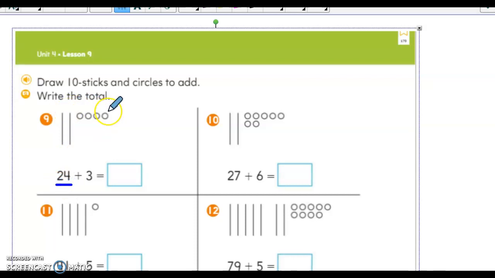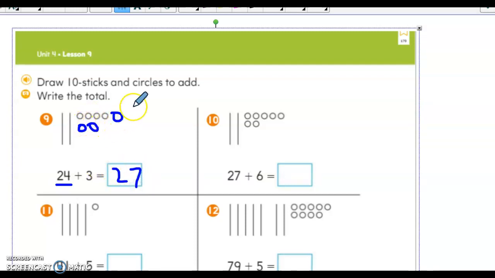See, 24. We need to add 3 more, and we want to stick with having the 5 group on the top. So right now we have 1, 2, 3, 4. Okay, we want to add 3. Let's make this a 5 group. Okay, 1, 2, 3. Okay, so now we can count up all of our 10 sticks and circles to figure out our answer. So we have 10, 20, 21, 22, 23, 24, 25, 26, 27. Okay, so our answer is 27.